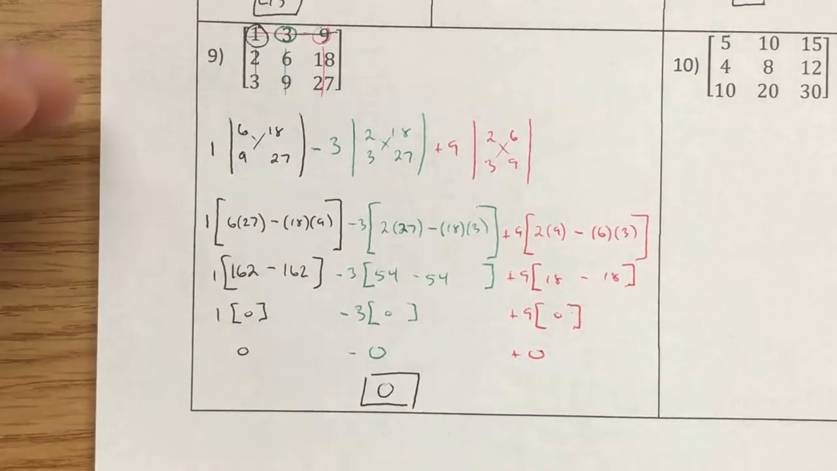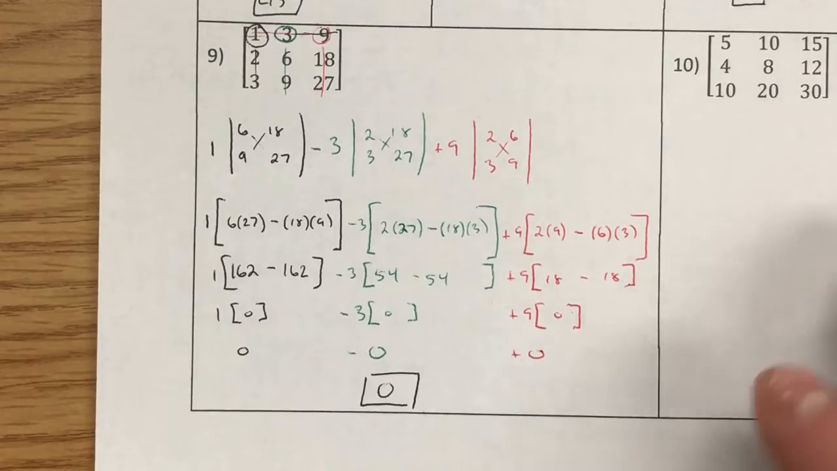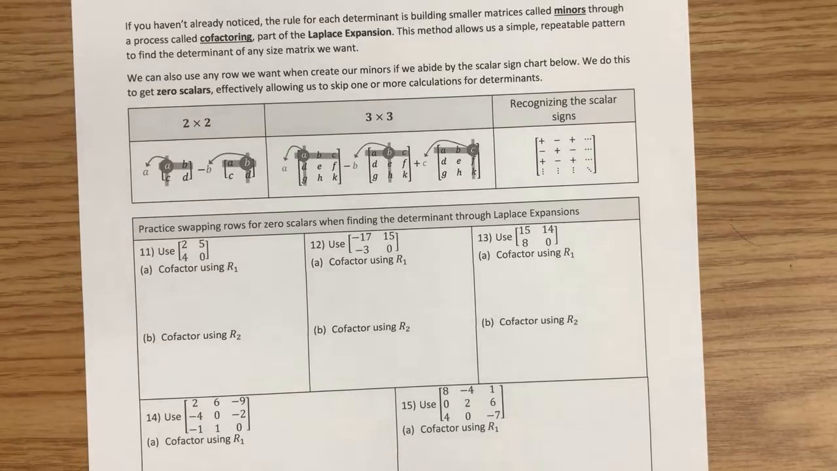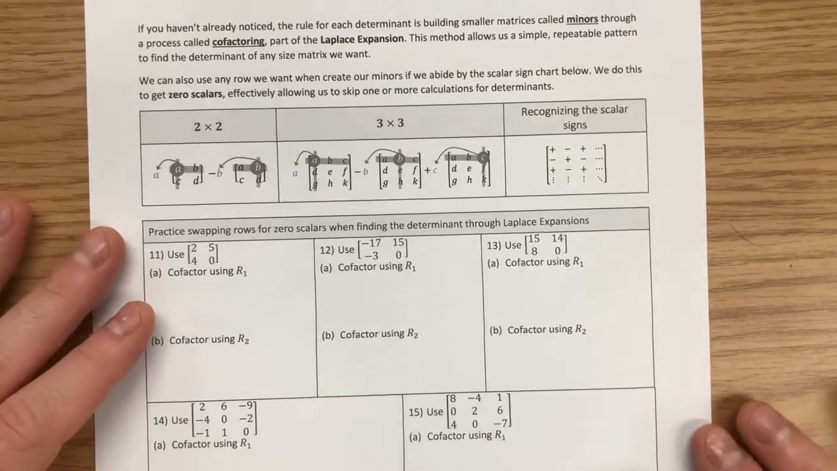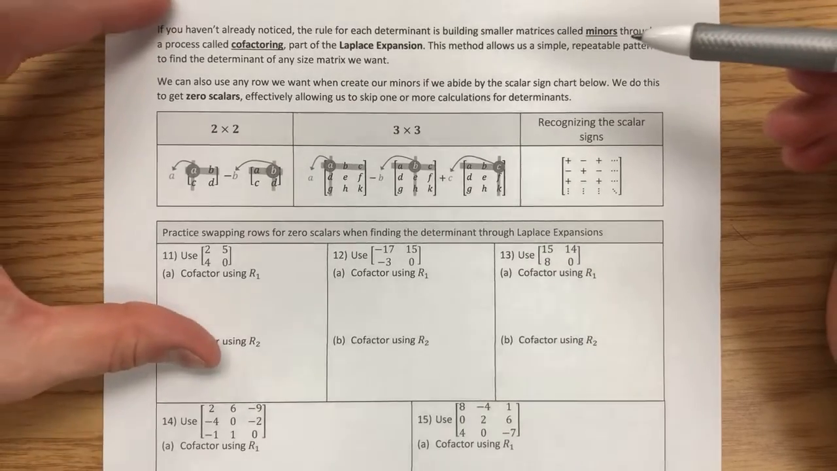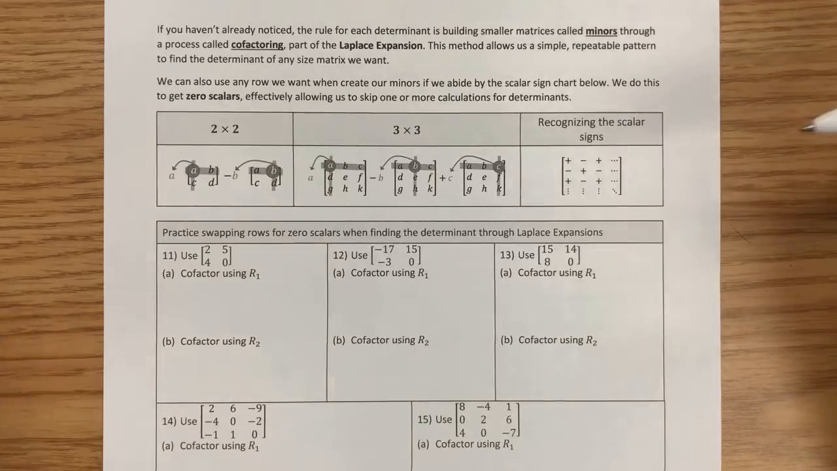Awesome. So luckily that worked out nice and neat, but we see the process involved in making the determinant involves a process called cofactoring. In fact, that's going to bring us to the second part of the sheet, and we're going to take a closer look at cofactoring. Now, cofactoring is the process of building smaller matrices, of which we saw in the 3 by 3, and these smaller matrices are called minors.